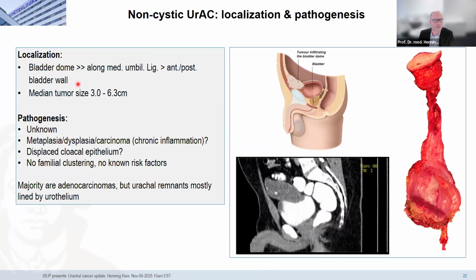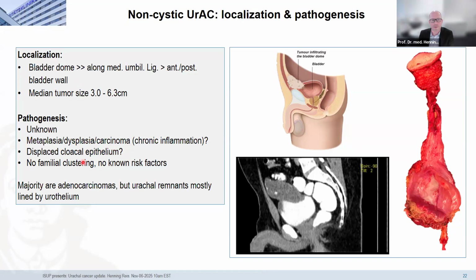The common notion is that usually there is a little bit of chronic inflammation, which causes metaplasia to this glandular epithelium, then dysplasia, and then carcinoma. We are currently doing a study to see if this is true, if there is some spectrum. We haven't analyzed the data yet, but hopefully we can get some information out of this. Another theory is that there is some displaced cloacal epithelium.